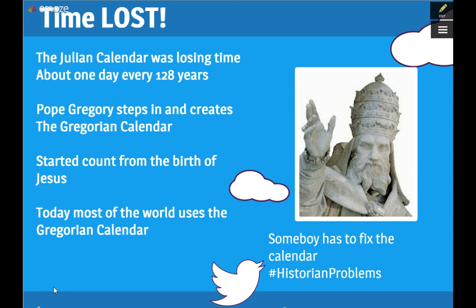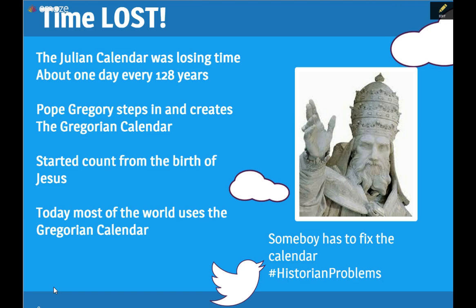Well, over time, it was figured out that the Julian calendar was actually losing time, about 1 day every 128 years. And after losing about a 10-day period, Pope Gregory the Eighth steps in, and he decides to create the Gregorian calendar. So this changed a little bit.